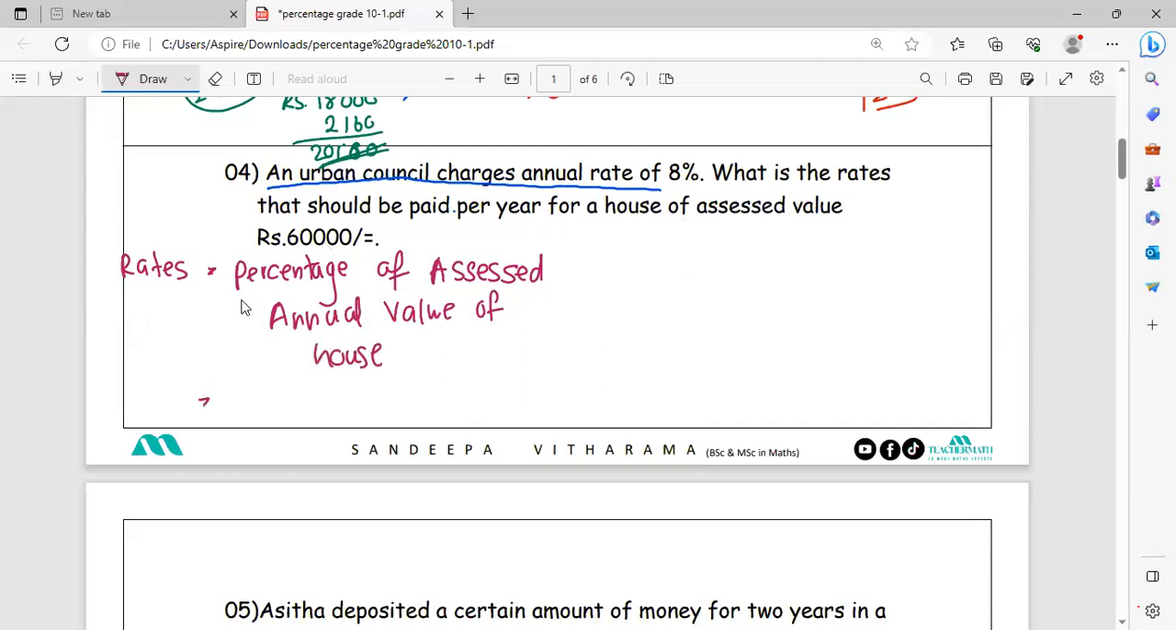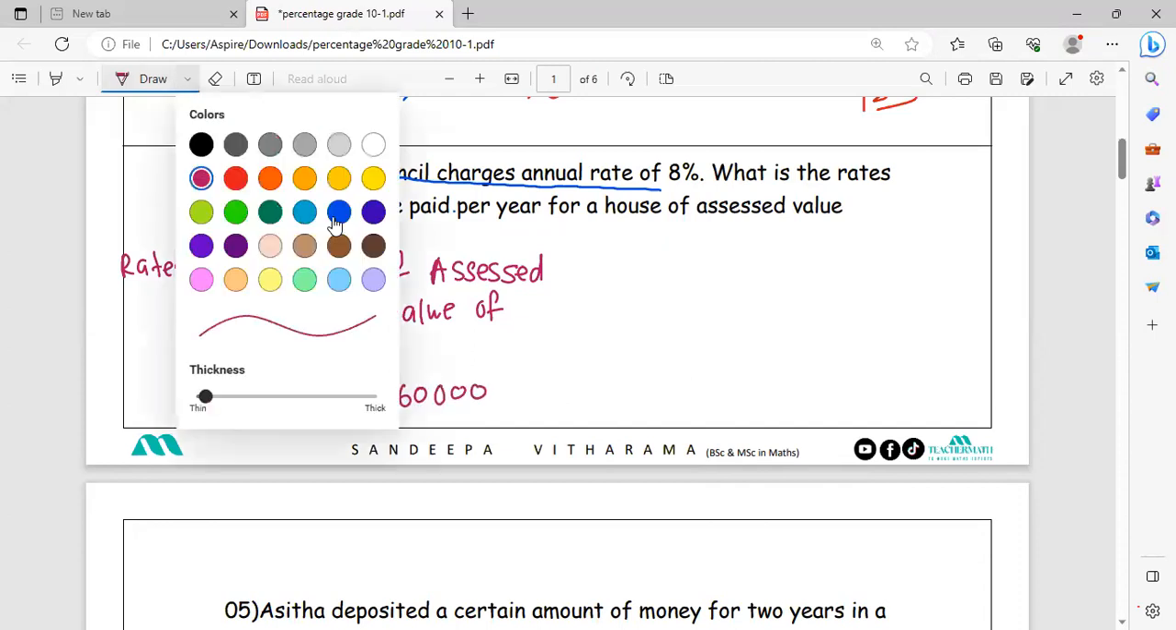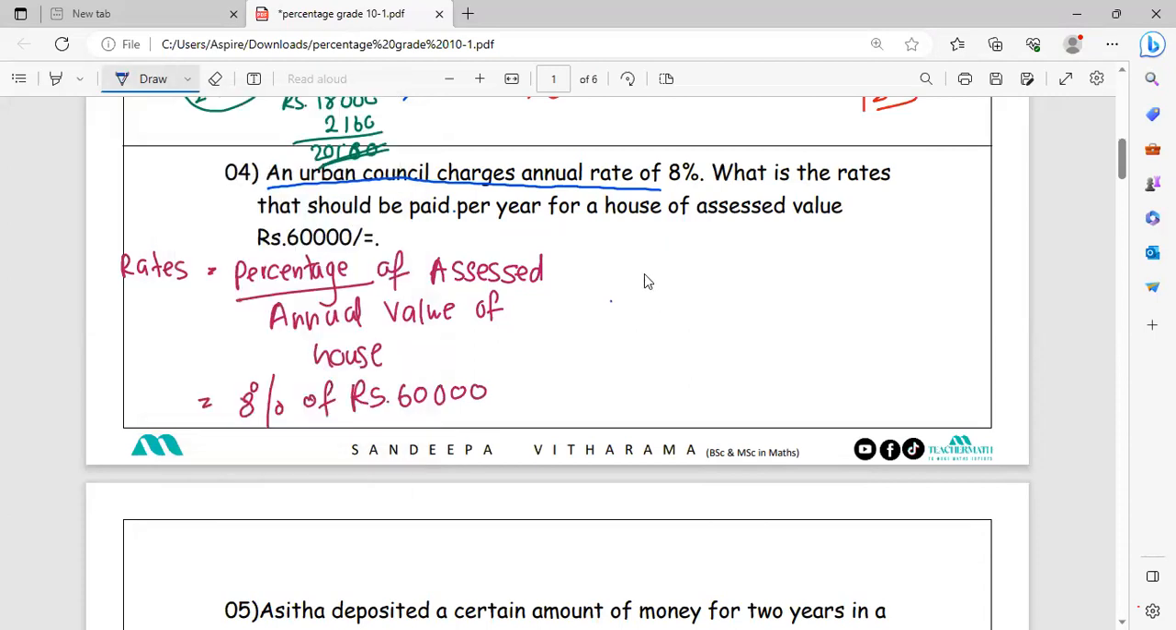Then instead of percentage, it is 8% off. Assessed annual value is given as 60,000. Okay. Now you can write this at once like this: 8 out of 100 multiplied by 60,000 rupees. Zeros are cancelled like this.